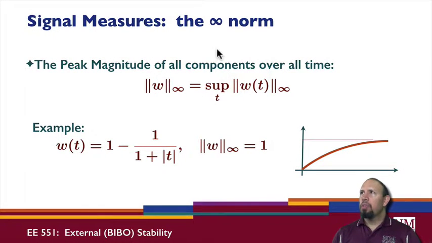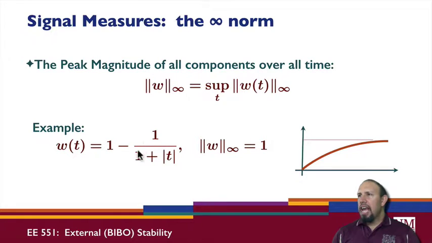The simplest one is the infinity norm, which is basically the supremum. So for a signal w, the infinity norm is the peak magnitude of all the components over all time. So it's the supremum over t of the infinity norm of the vector w(t). In general, this may be a vector. By way of example, here is an example w(t), which is in this case a scalar.